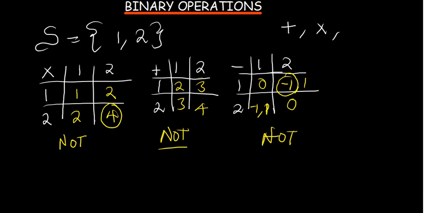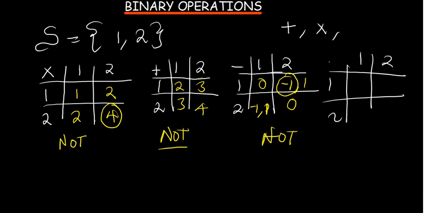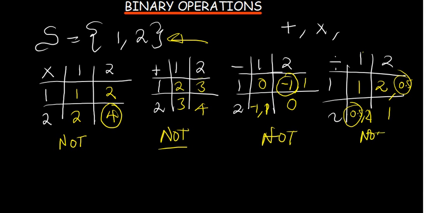Even division is not going to be a binary operation. We have got 1, 2, 1, 2. We are now dividing. So we say 1 over 1, that is going to give us 1. 2 over 1, that is going to give us 2. And then 1 over 2, that is going to give us 0.5. 2 over 2 is going to be a 1. So you can see the 0.5 is not part of this set, meaning that division is also not a binary operation on the set S.